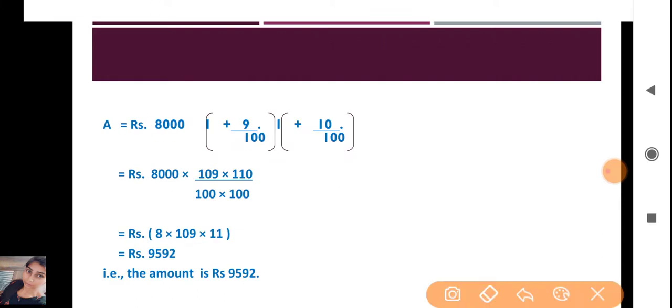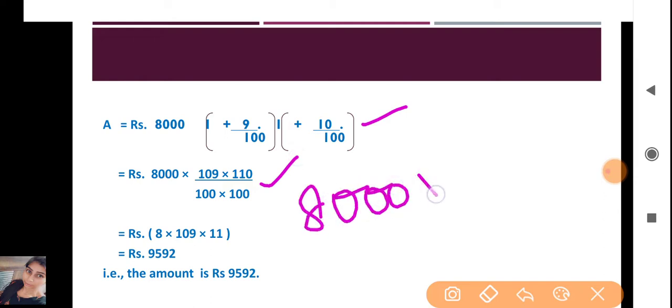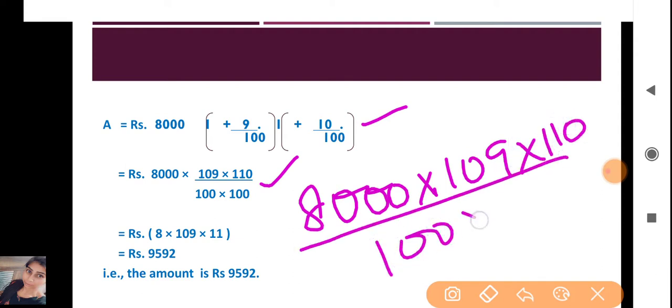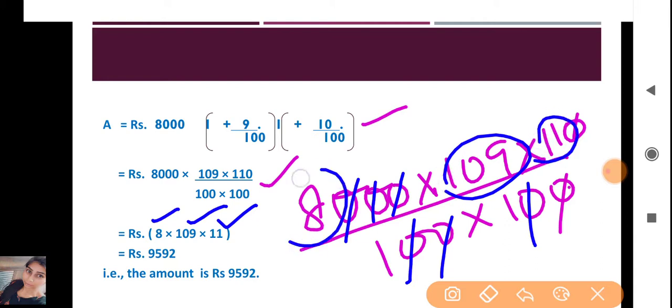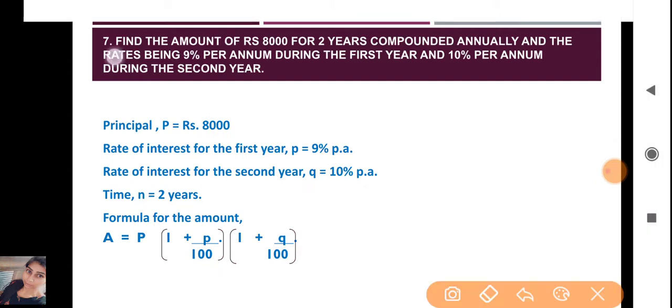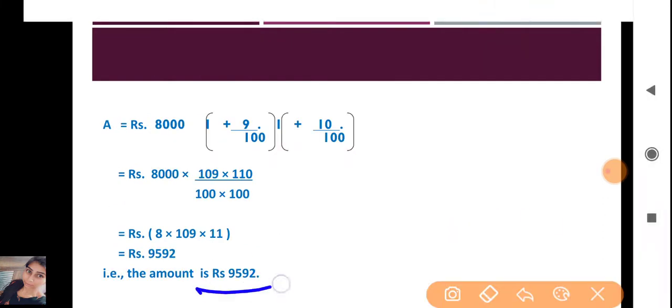Let us go to the next slide. We will see the same solution. So let us cancel these terms. This is 8,000 multiplied by 109 multiplied by 110 divided by 100 into 100. Right? The zeros cancel. So we are left with 8, 109 and 11. As you can see, just multiply these three and you will get 94,592, and this is the required amount that we need to find. Let's read once more: find the amount. So we just need to find the amount, not the compound interest. So this is my answer.